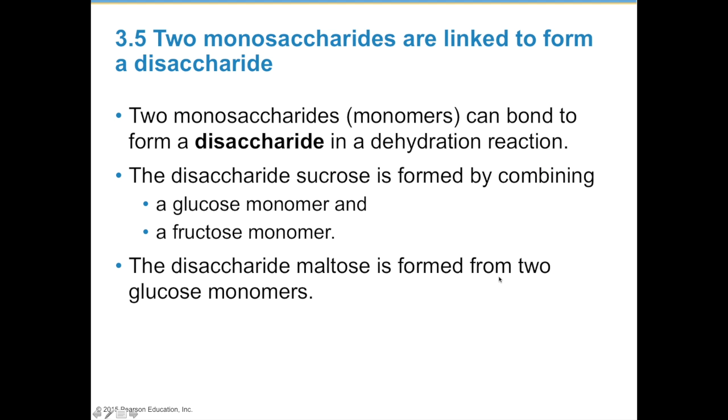All right, so 2 monosaccharides, or 2 monomers, can be bonded to form a disaccharide. So imagine if I wanted to do glucose plus a glucose. That's going to be a disaccharide. The disaccharide sucrose is formed by combining a glucose monomer and a fructose monomer. So glucose plus fructose equals sucrose. So this is a monosaccharide plus a monosaccharide equals a disaccharide. So I'm going to write mono plus mono equals di.